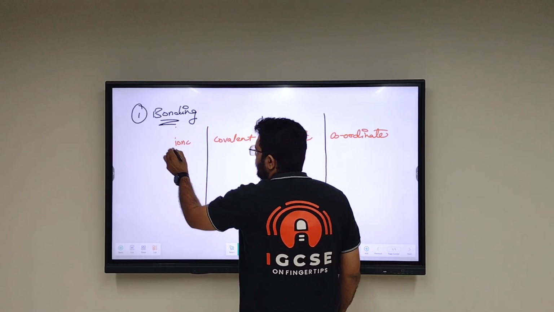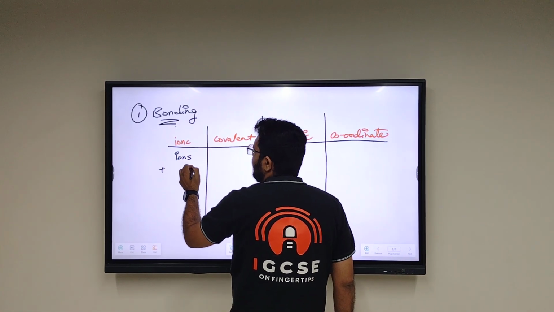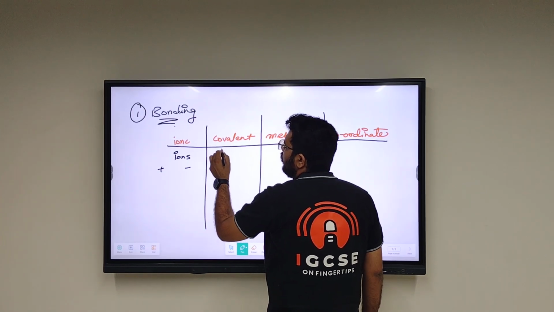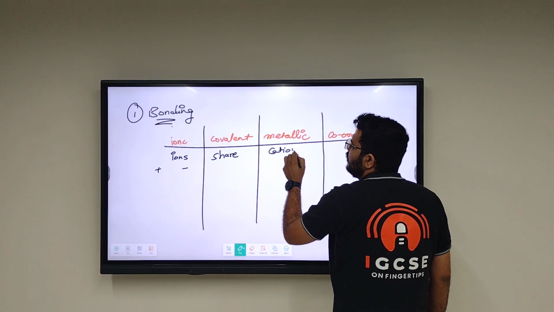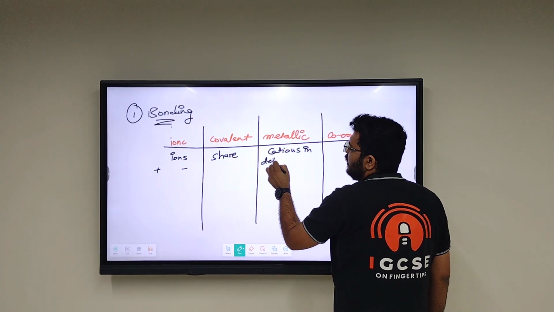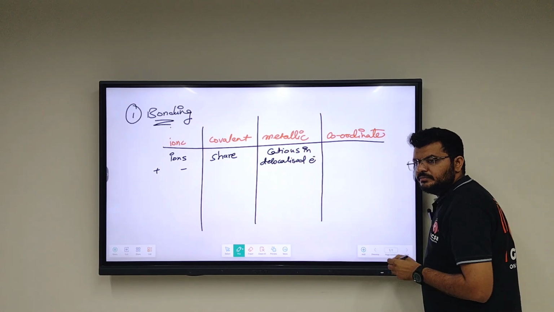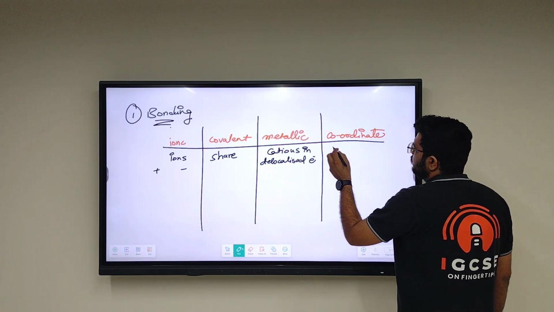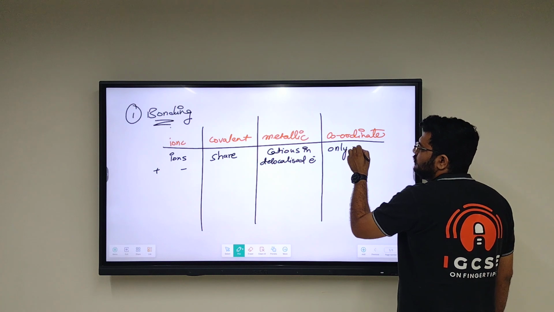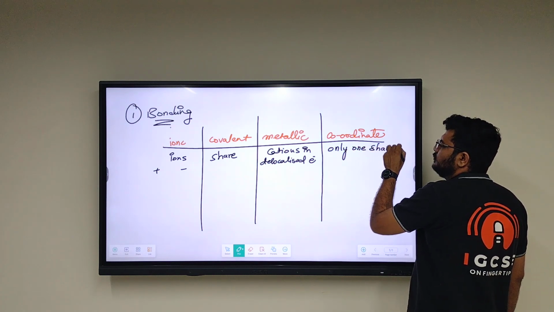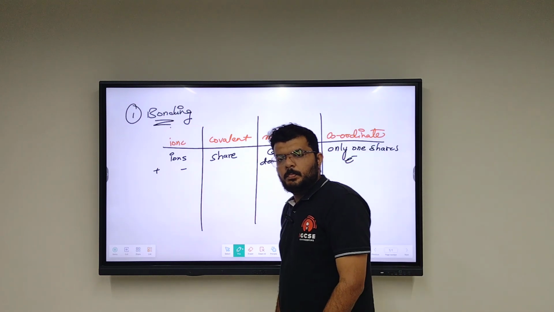Ionic bonds are so called because they have plus ions. है ना? Plus is cation, negative is anion. Covalent bonds share electrons. Metallic bonds are about cations and delocalized electrons, and coordinate is about when one atom provides the electrons, an unbalanced sharing of electrons. Only one atom shares electrons. Covalent is more like sharing. Ionic is more like trading electrons.